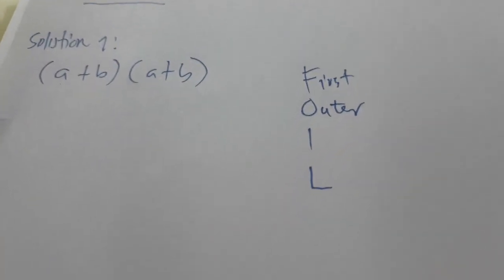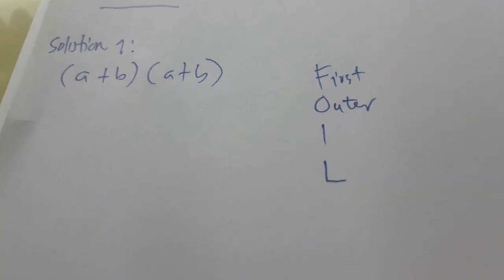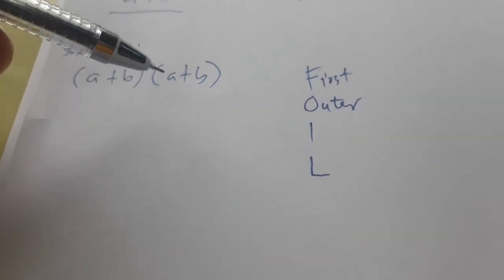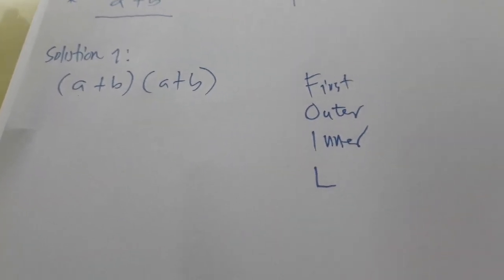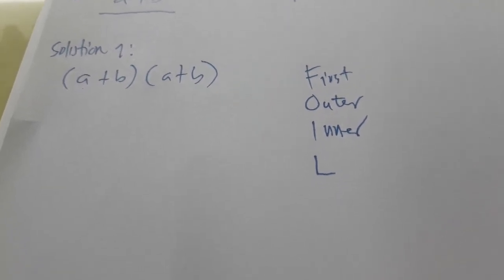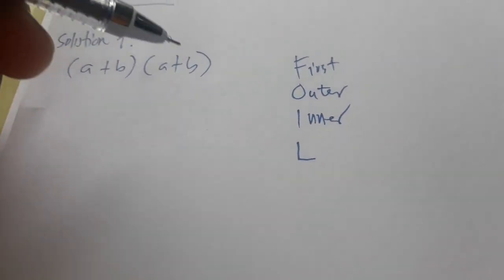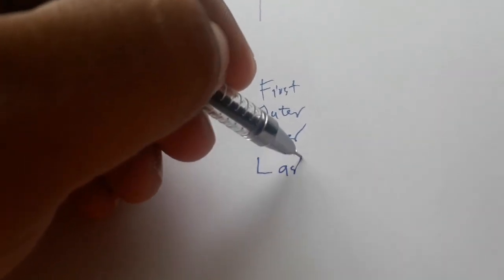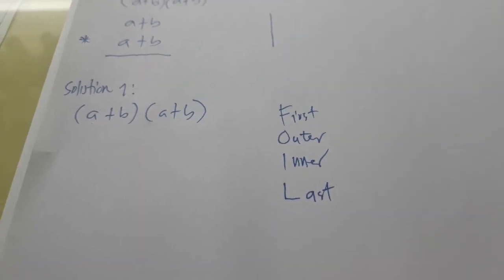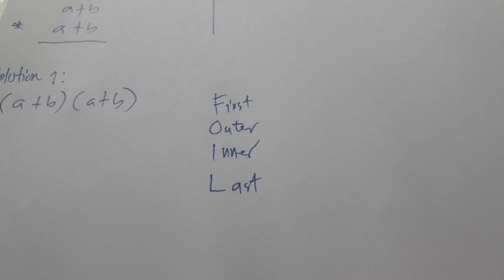I also stands for the inner part of our binomials. So we have here b and a, the inner part. And L stands for the last parts of the binomials. So you have b and, of course, b. So L stands for the last. So how do we multiply with this presentation? Let me give you a concrete example using numbers.